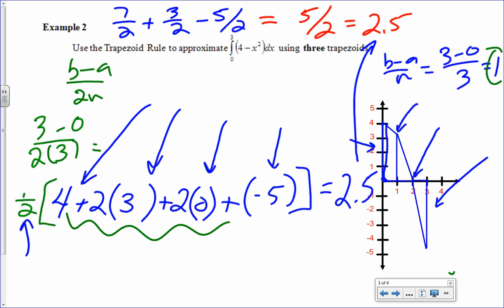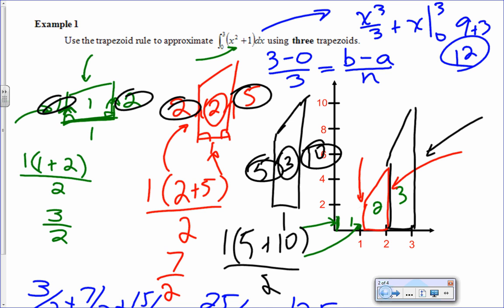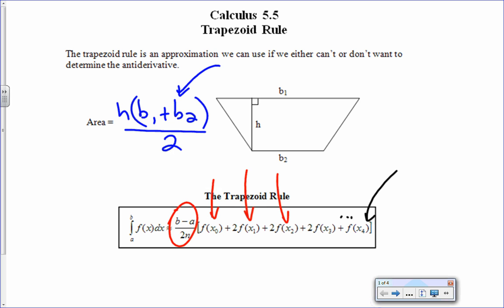Do these change depending on the problem? Yes. But this one happens once. These all happen twice. That one happens once. Okay, it's just a streamlined formula for what we were doing by hand. Okay. Questions? All right.